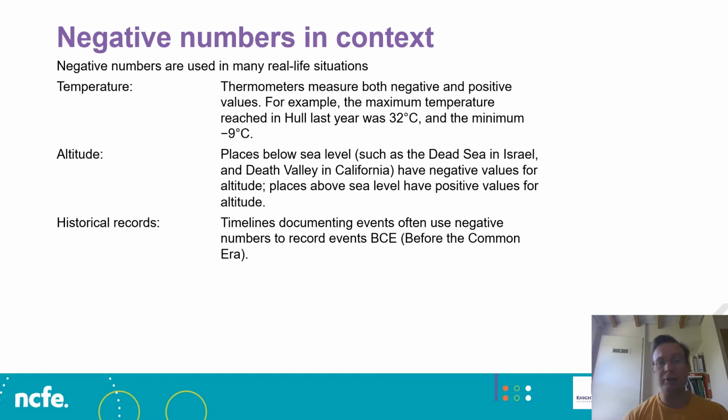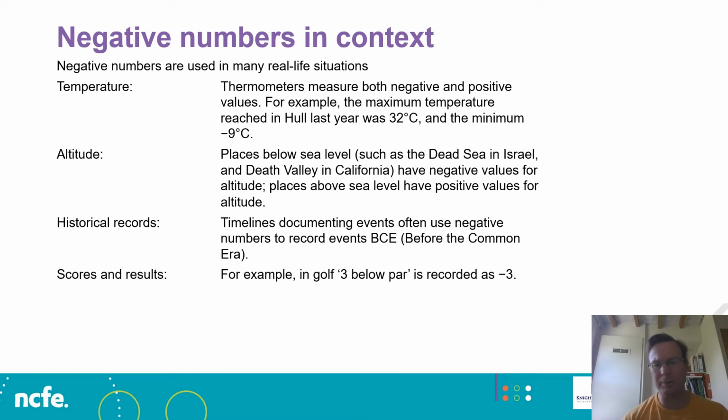Then we also look at our historical records. We might record things as a number of years before Christ or before the Common Era, which is another way that we describe negatives. Even in golf, I don't know if any of you are keen golfers, 3 below par would be recorded as -3. At the end of a round of golf, someone who scored 68 could be written as -4, or 4 under par.